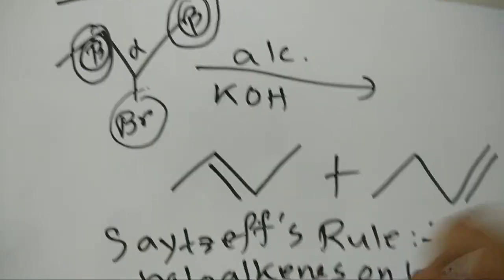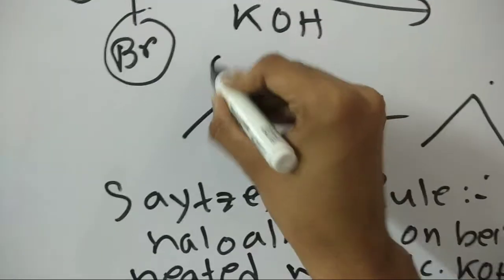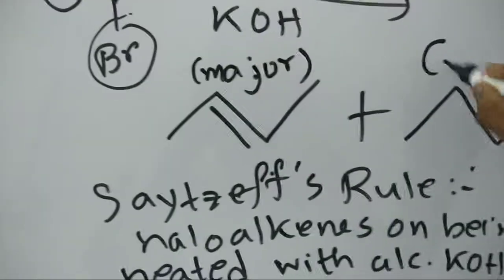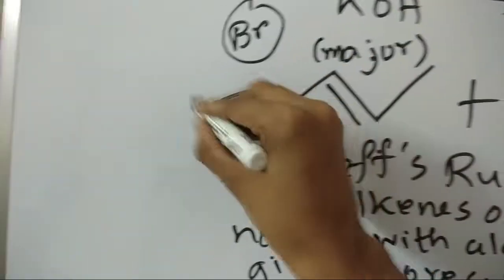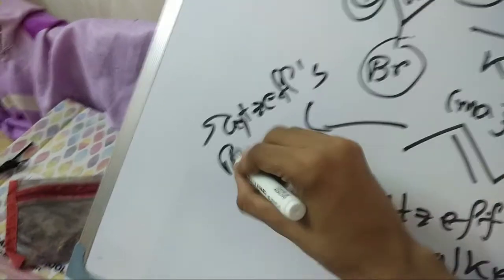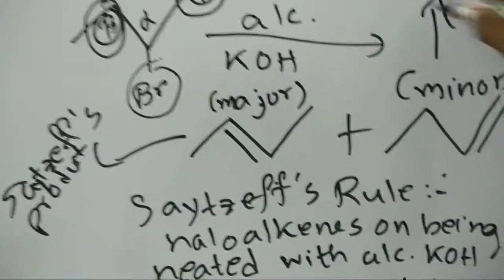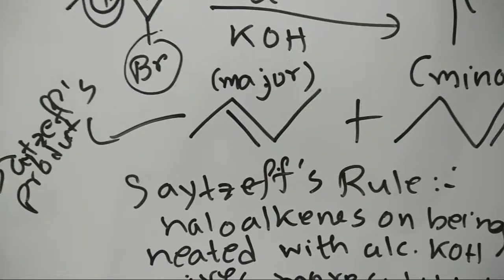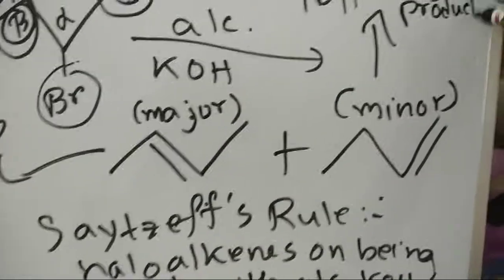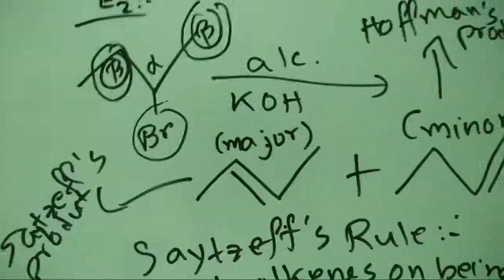So here, which is more substituted? More substituted here is this one, and this one is less substituted. So this one will be major and this one will be minor, and this one is Saytzeff's product. This one major, this one minor, and the minor product will be called Hoffman's product. And the major will be Saytzeff. So now we have learned what is Saytzeff's rule.